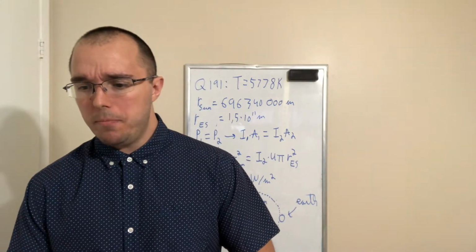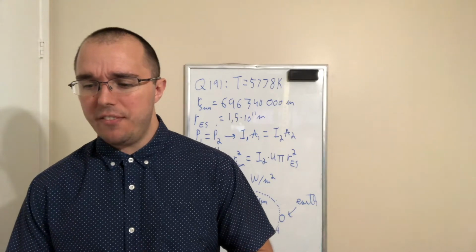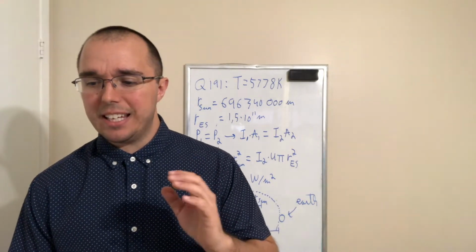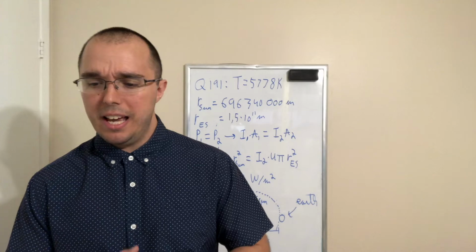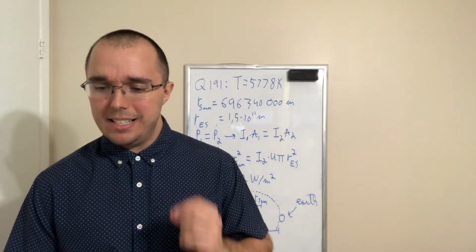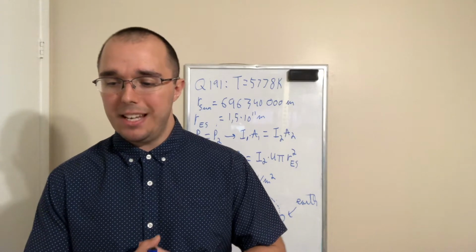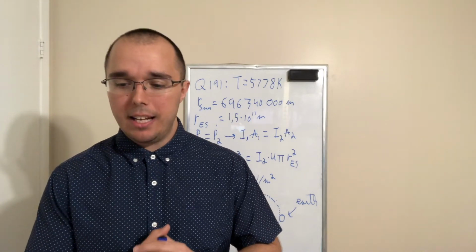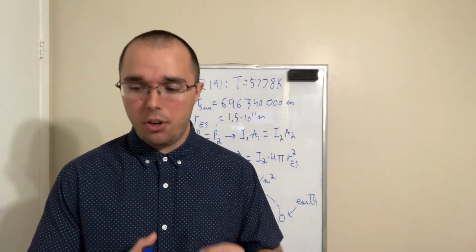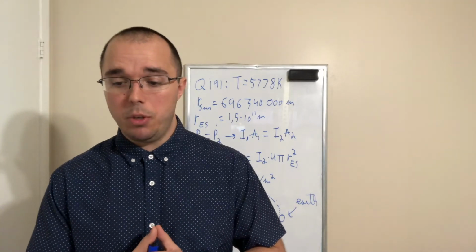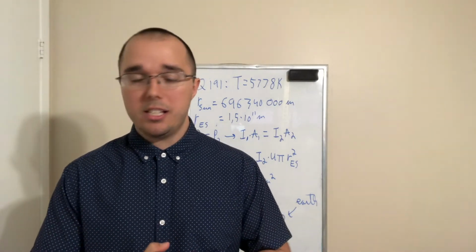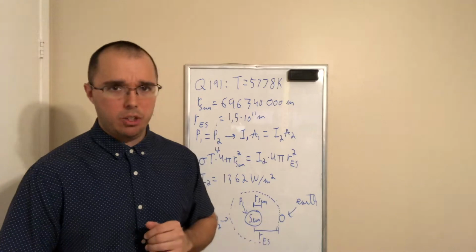Question 191. The sun's surface temperature is 5,778 Kelvin and its radius is 696,340 kilometers. Assuming the sun is a black body, calculate the intensity of the light received on the earth from the sun. The distance between the earth and the sun is 150 million kilometers.